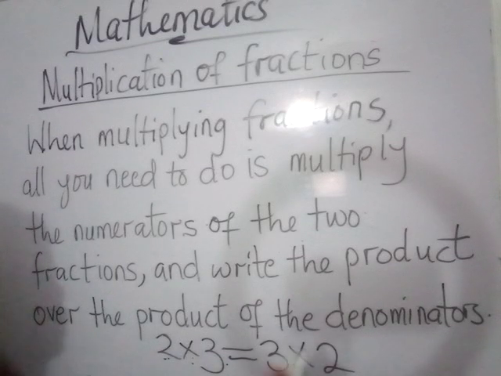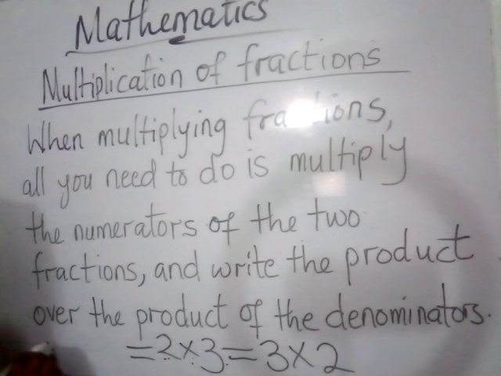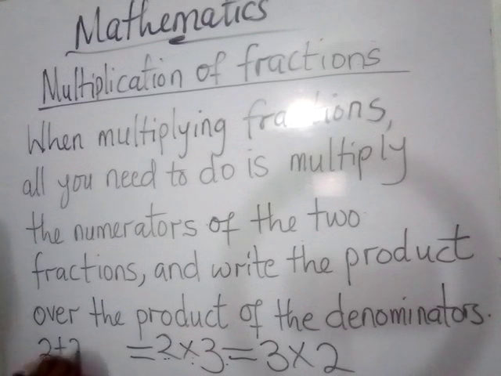It can also be a repeated addition. So for instance, 2 times 3 can also be 2 plus 2 plus 2. That means 2 in 3 places. So when we talk of multiplication, it means just expressing one number in the number of times of the second number, and you get your answer.